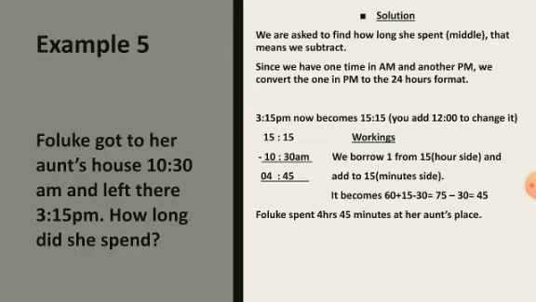Remember, we borrowed 1 from our 15, so we are left with 14. So 14 minus 10 equals 4. So our final answer becomes 4 hours 45 minutes. So Foluke spent 4 hours 45 minutes at her aunt's place.